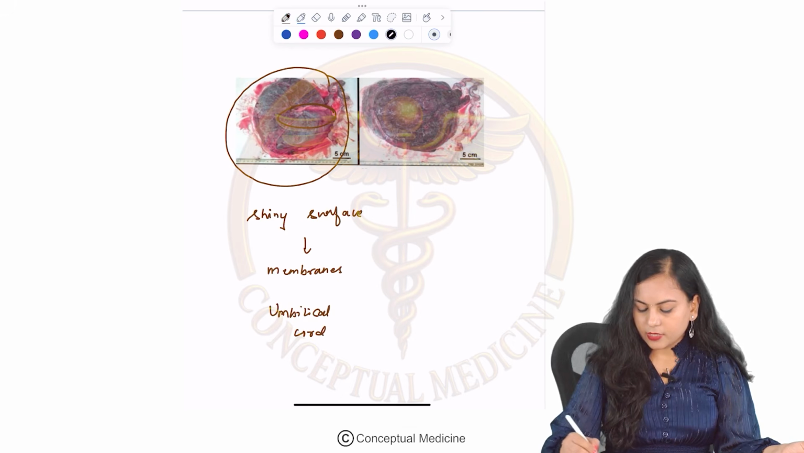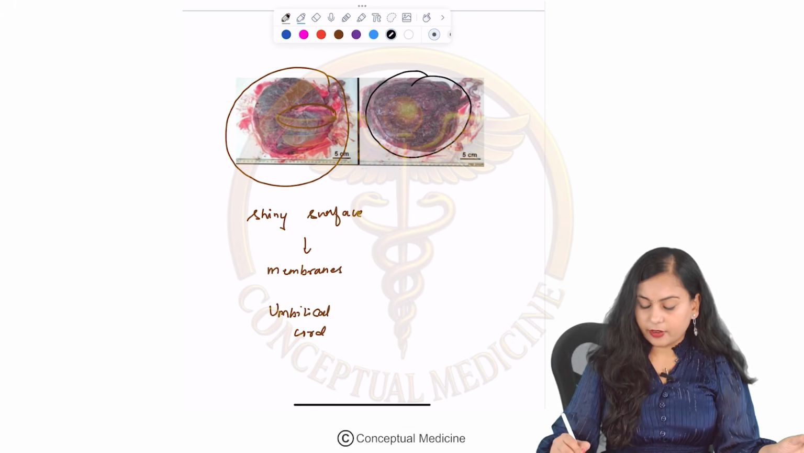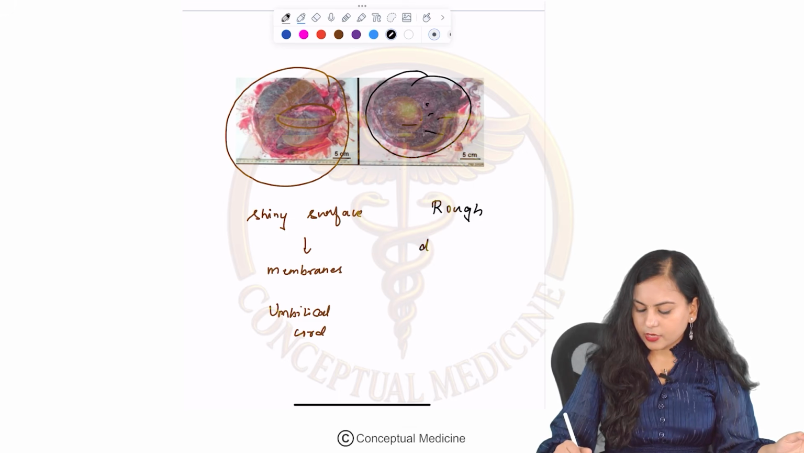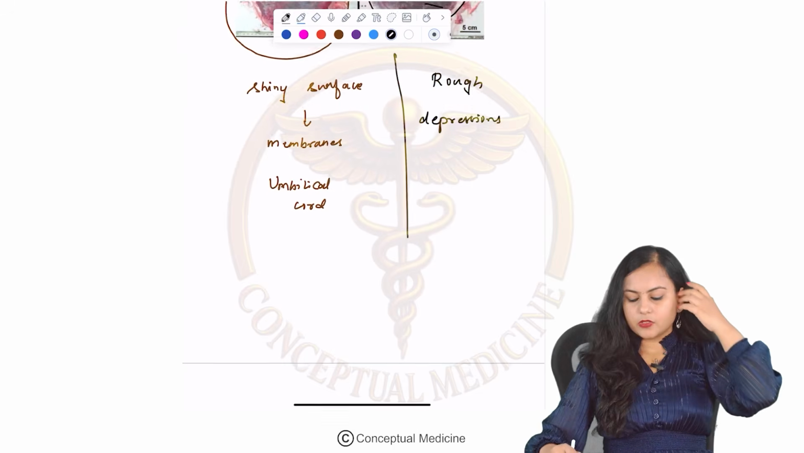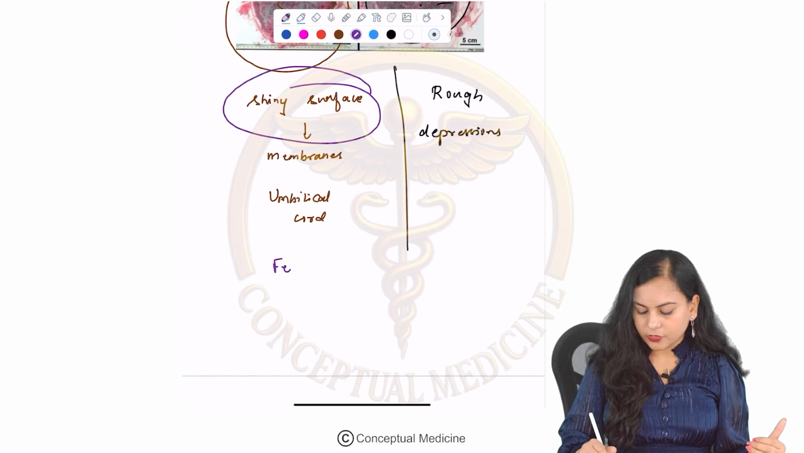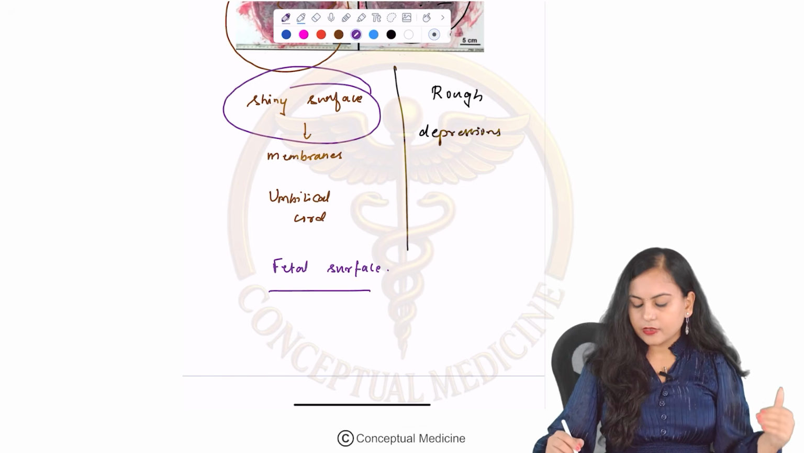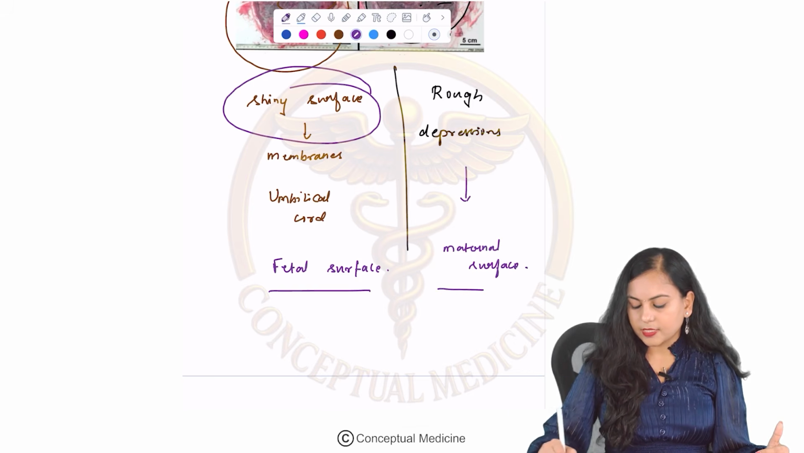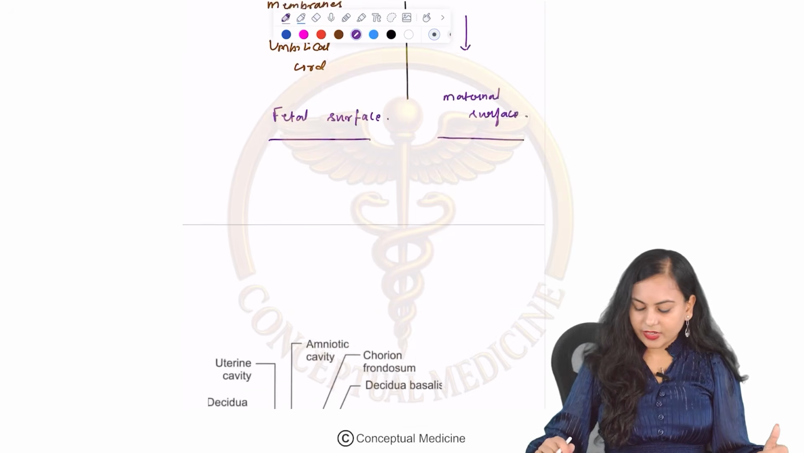Then when you see the other side, it appears somewhat rough and you have many depressions. So if you see a shiny surface with membranes attached, it is going to be the fetal surface of the placenta, whereas this rough side is going to be the maternal surface of the placenta. Clear?